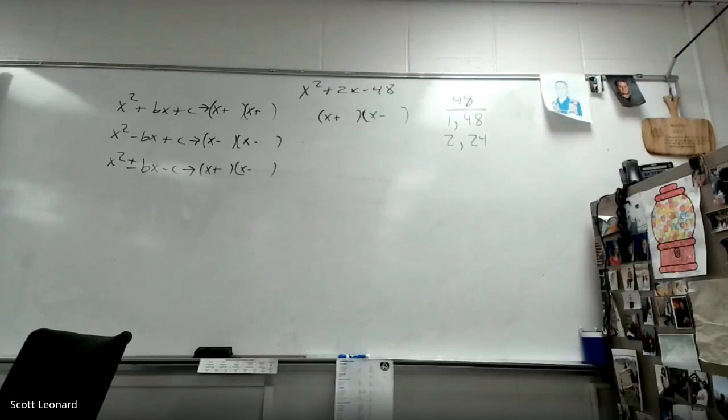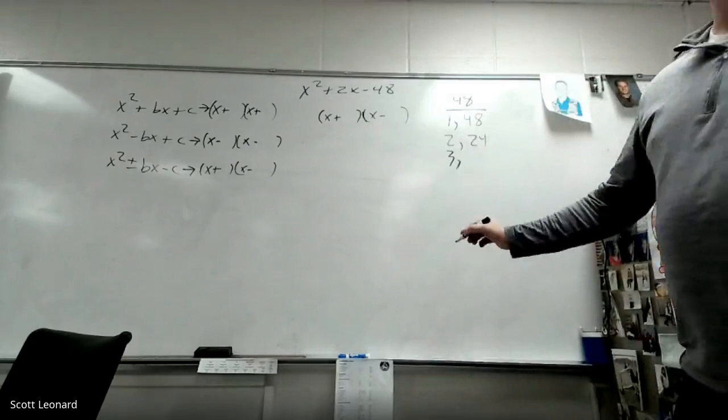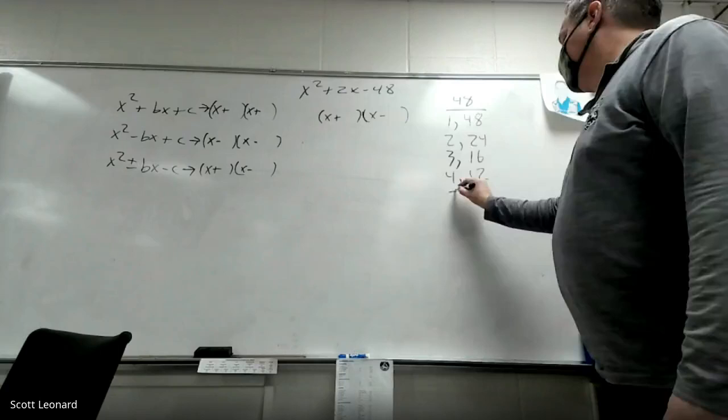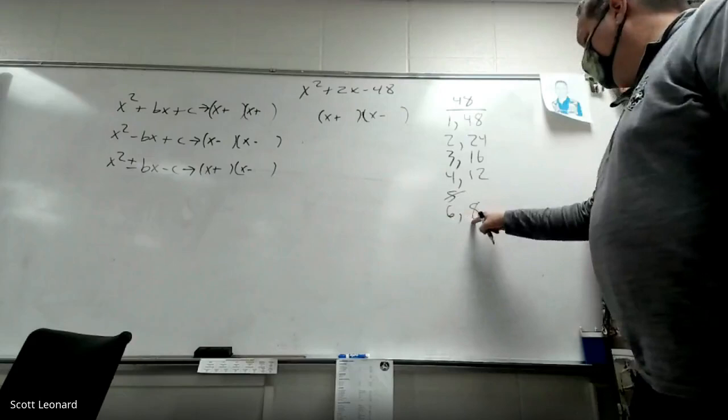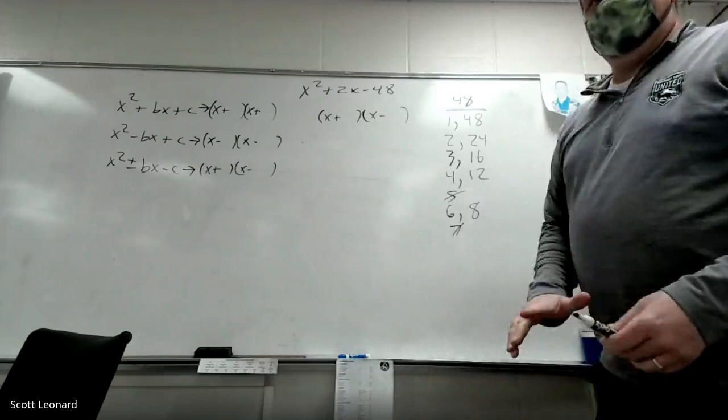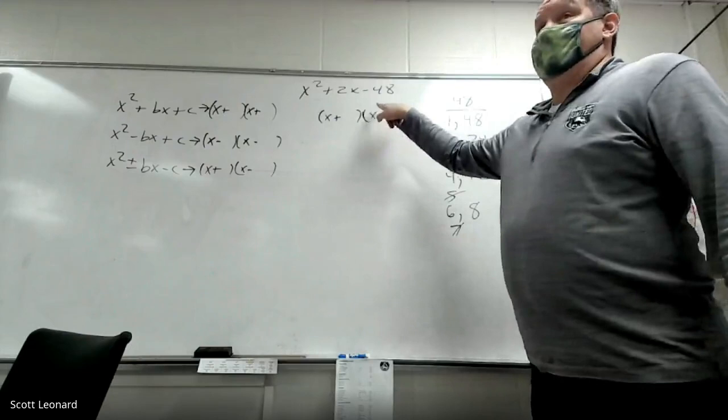Okay, three times what? 16, four times 12. Does five work? No, six times eight. Now the only number left between six and eight is seven, that doesn't work. And now, once again, I'm trying to find the pair when one's positive and one's negative that they add together to give me positive two.